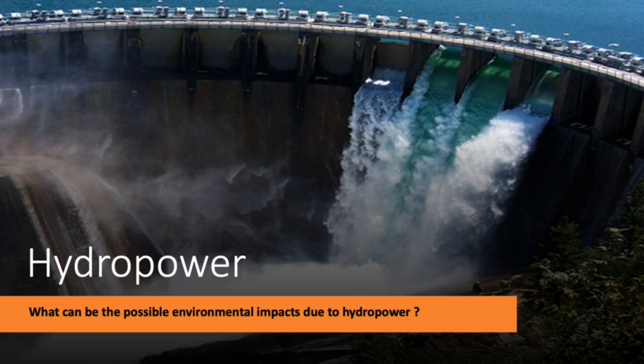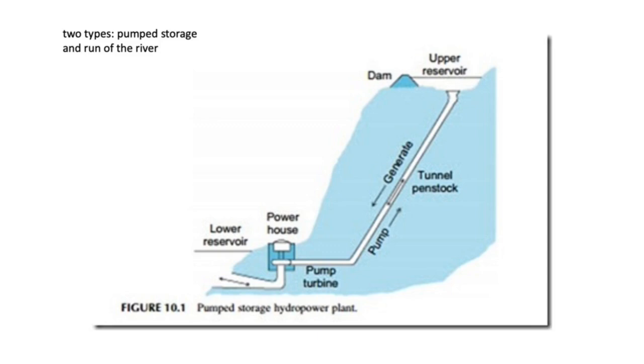Let us now go on to see hydropower. There are two types of hydroelectric power generation systems. One is the pumped storage and second, run of the river. Pumped storage is shown in the diagram.